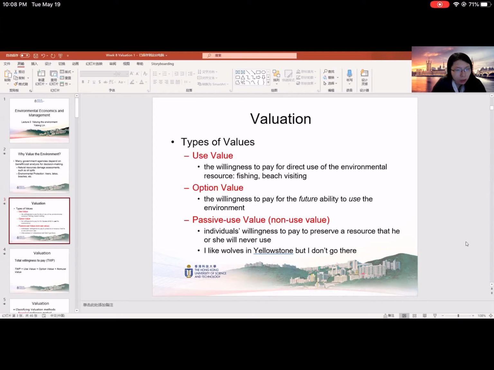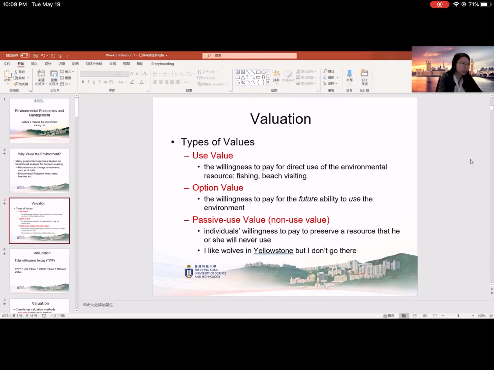Passive value is something called non-use value. You are not going to visit a panda zone very soon. You're not visiting it in the future. You don't plan to visit a panda zone. But the idea that the pandas are protected is valuable to you. So this is something we call passive value or non-use value.